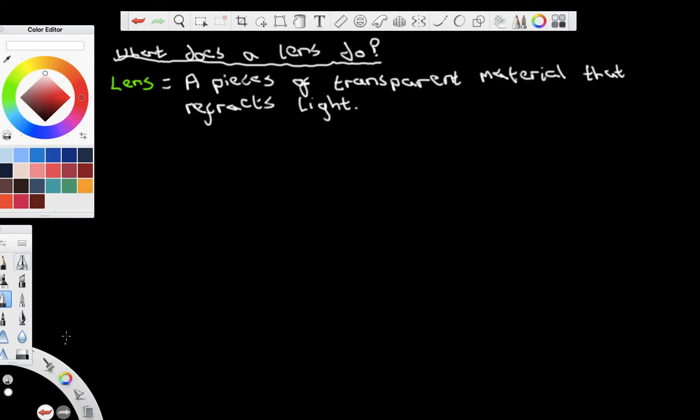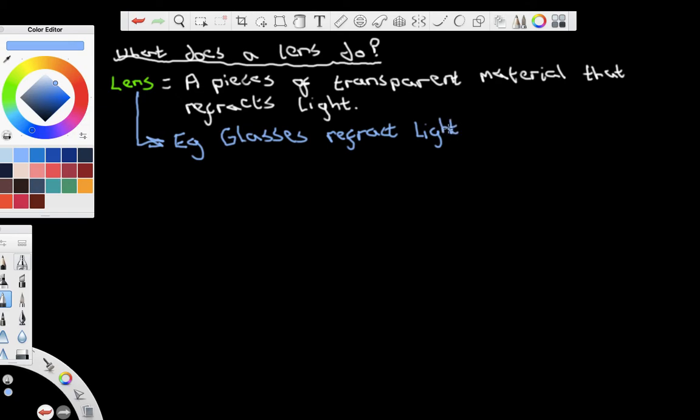An example of a lens, which I've got on my face right now, are glasses. Glasses can refract light so that we can see objects better. So we can put here, e.g., glasses refract light to improve vision.